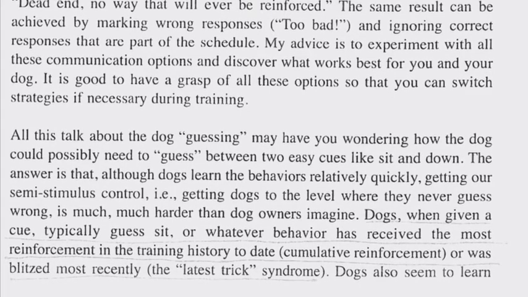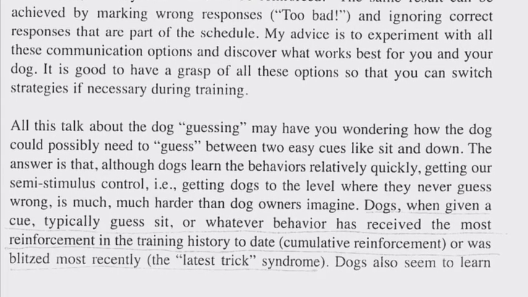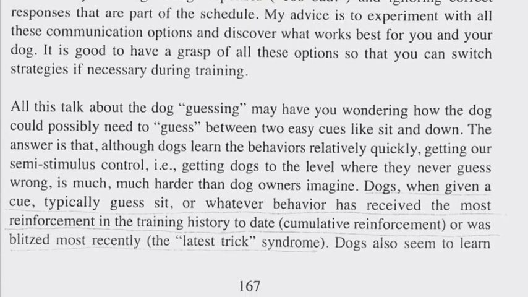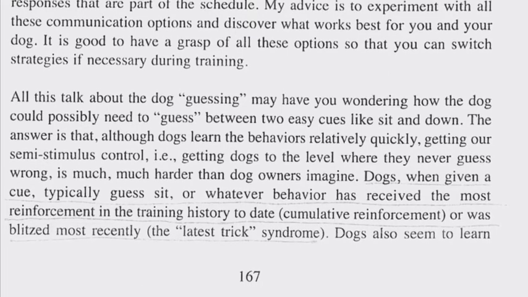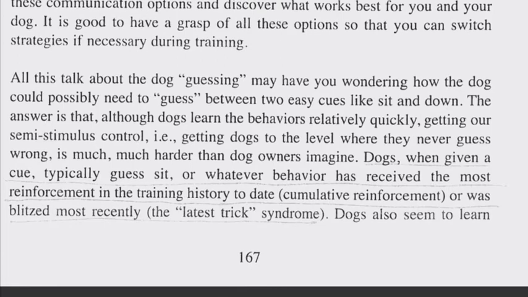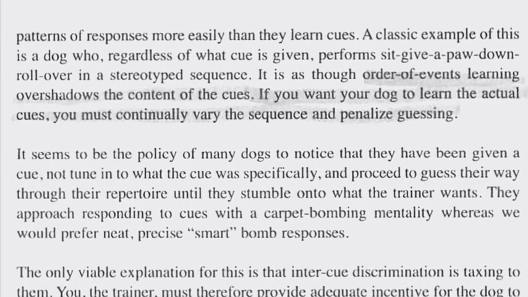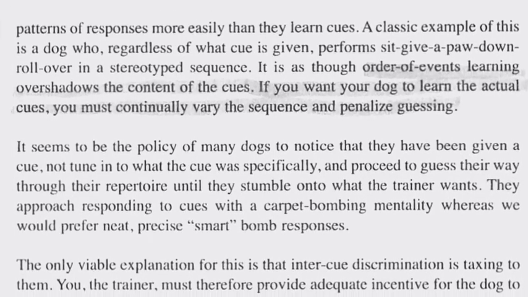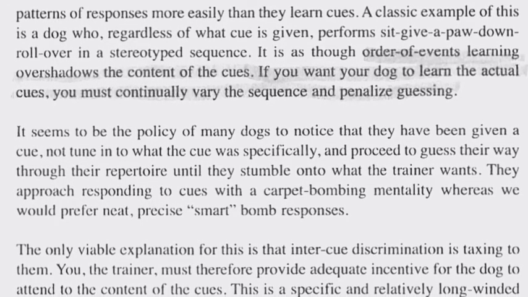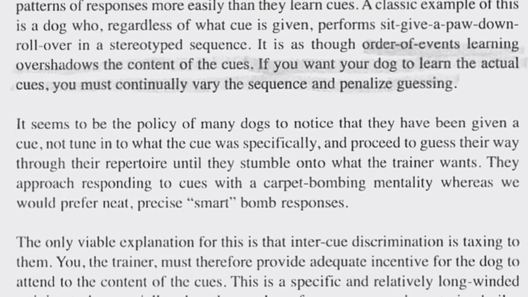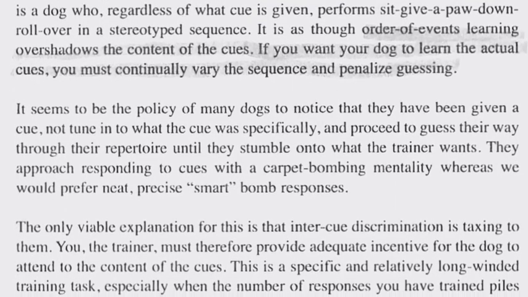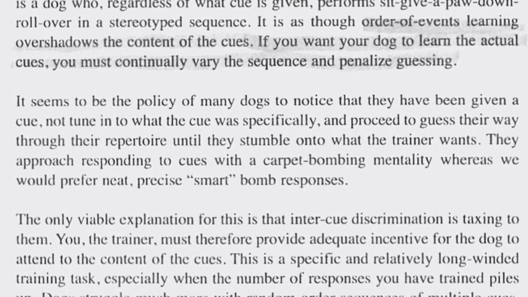Dogs, when given a cue, typically guess sit, or whatever behavior has received the most reinforcement in the training history to date, cumulative reinforcement, or was blitzed most recently, the latest trick syndrome. Dogs also seem to learn patterns of responses more easily than they learn cues. A classic example of this is a dog who, regardless of what cue is given, performs sit, give a paw, down, roll over in a stereotyped sequence. It is as though order of events learning overshadows the content of the cues.